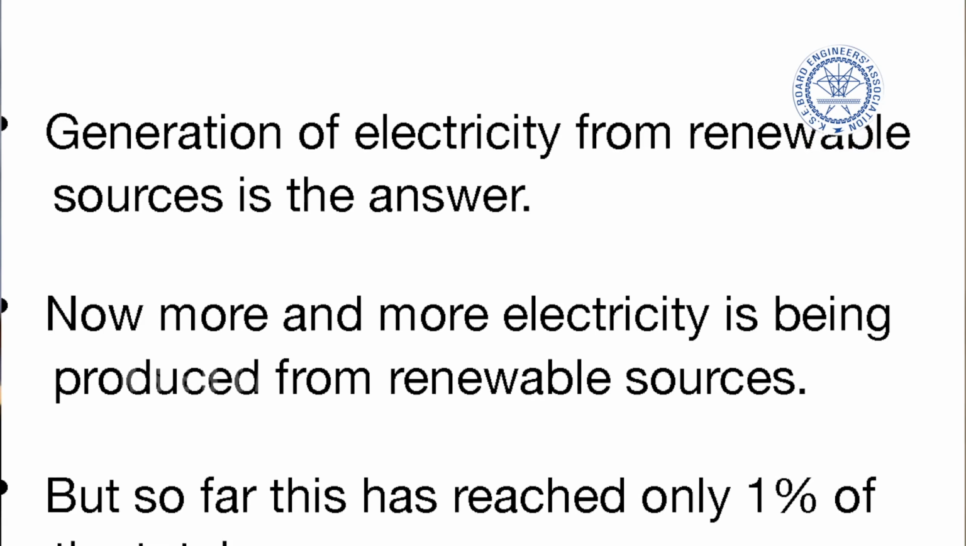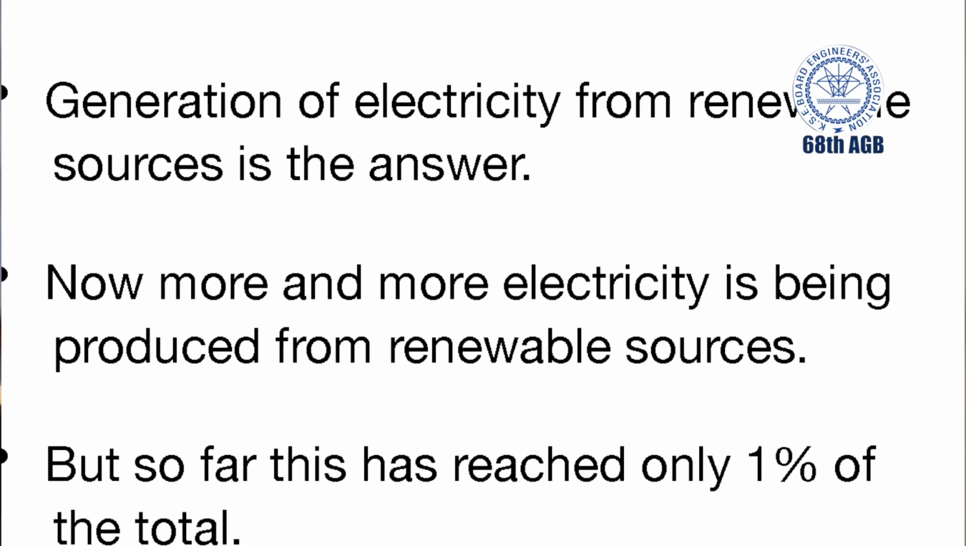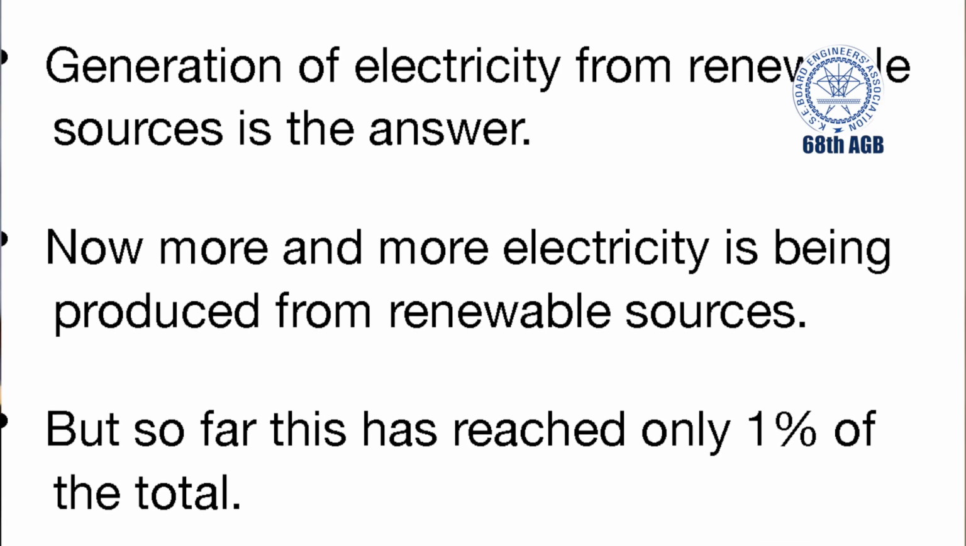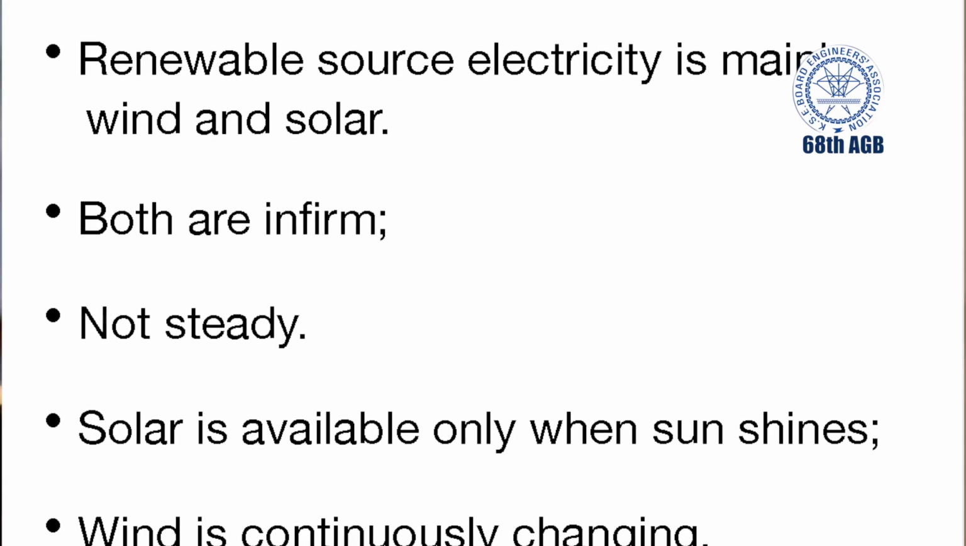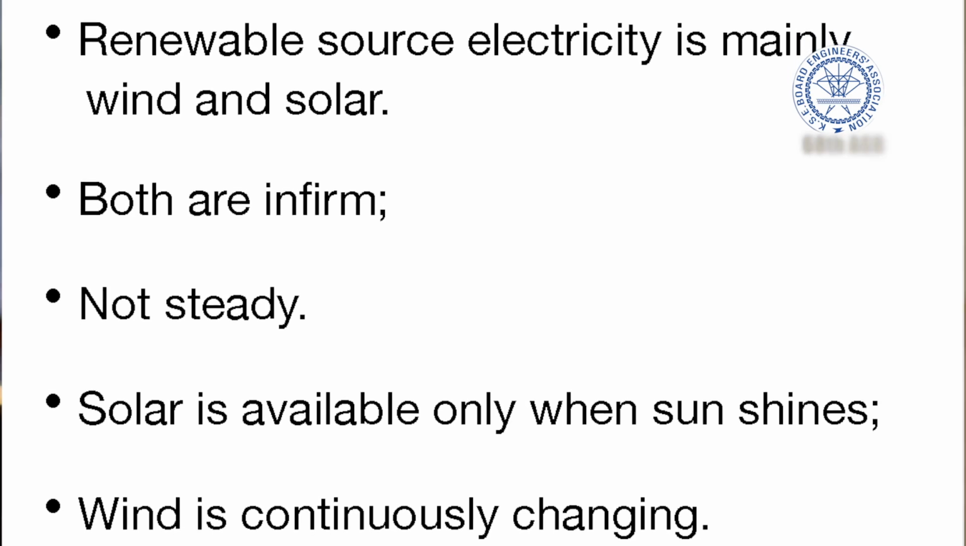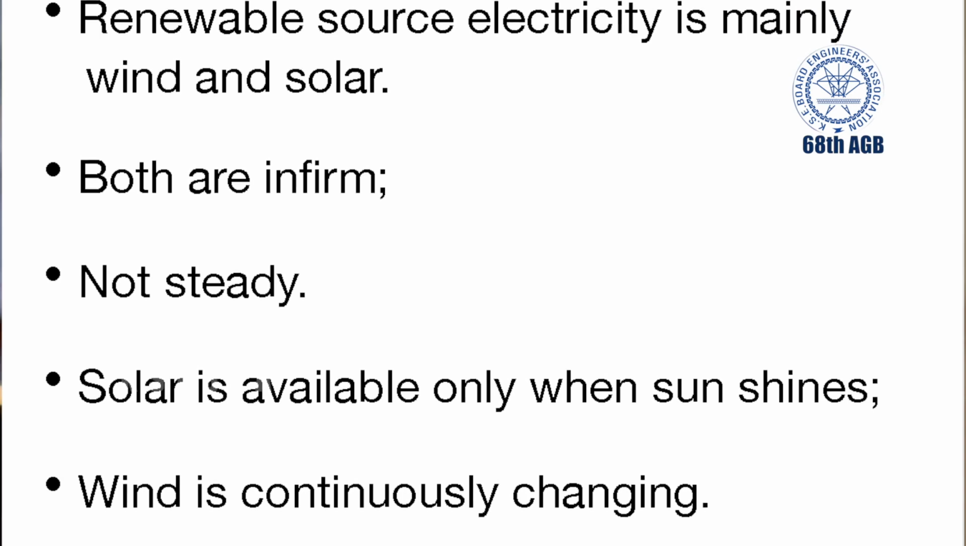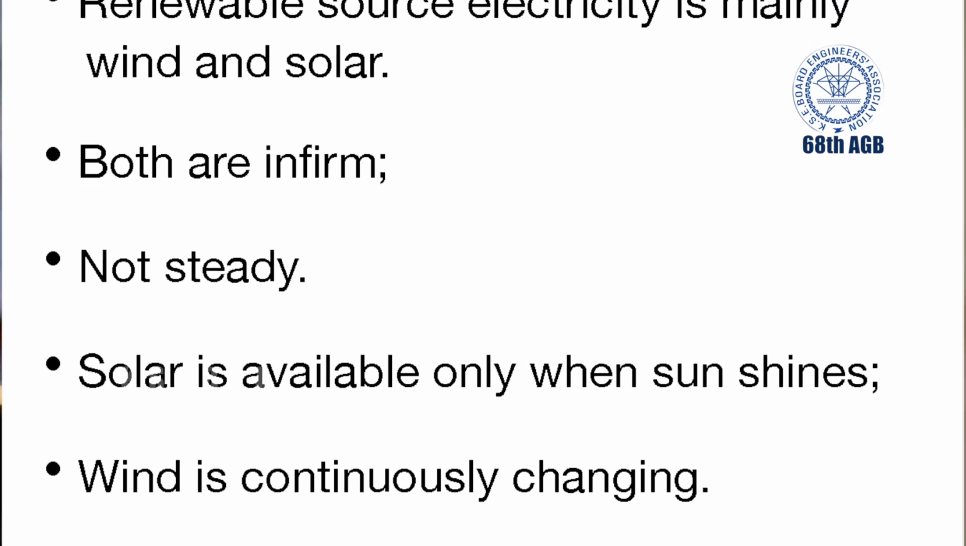Now, more and more electricity is being produced from renewable sources, but so far this has reached only 1% of the total. Renewable source electricity is mainly wind and solar, but there is a disadvantage for renewable source. Both these sources, wind and solar, are infirm. That means it is not steady. Solar is available only when sun shines. Wind is continuously changing. So these are the limitations.